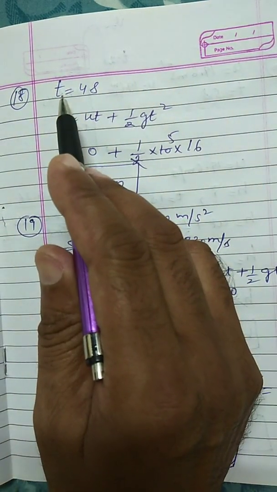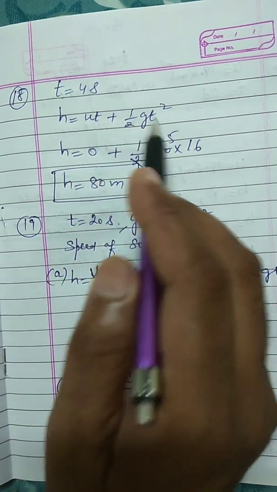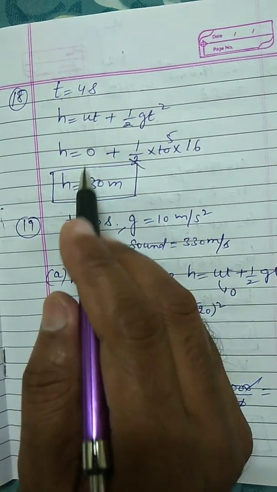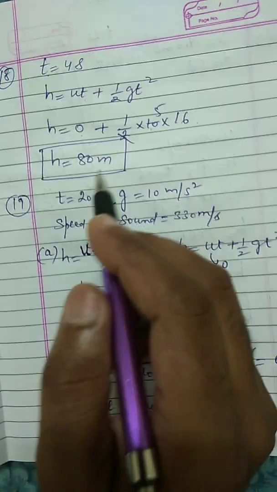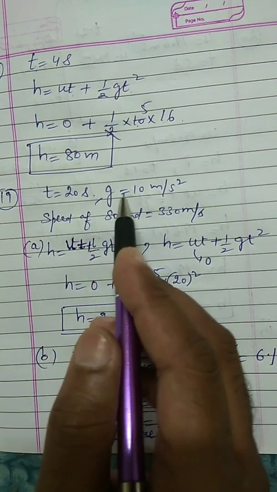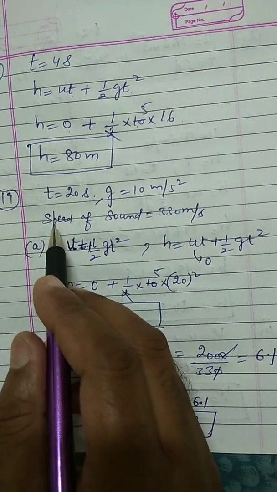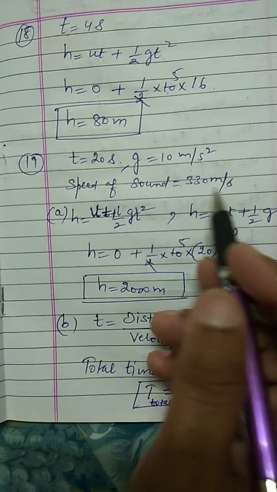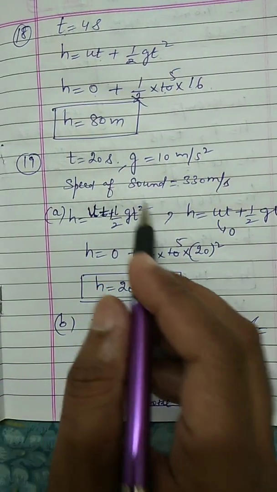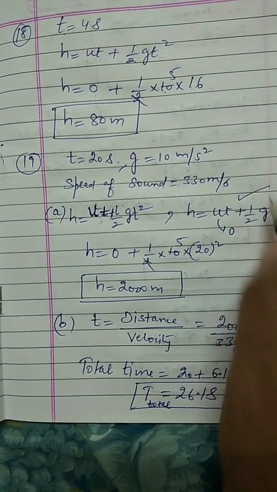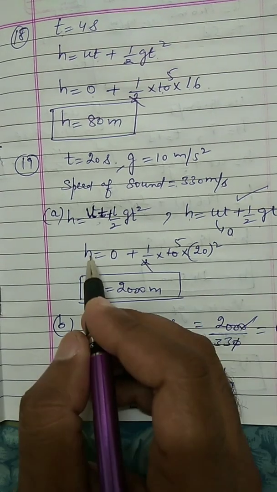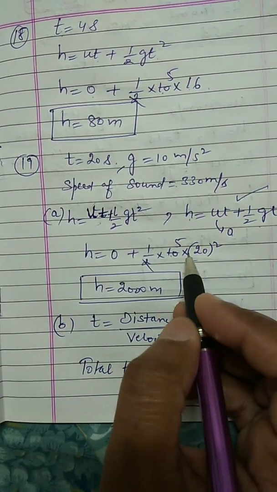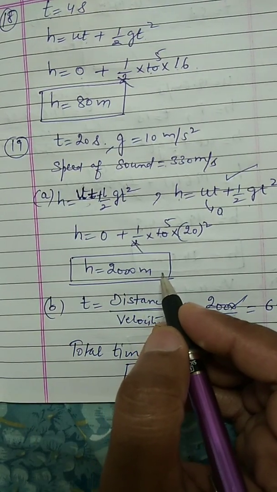18th numerical, time is 4 seconds. H is equal to ut plus half gt square. Initial velocity for the free fall is 0, half into 10 into 16, so answer is 80 meter. 19, time is 20 seconds. G is equal to 10 meter per second square. Speed of the sound is 330 meter per second. Everything is given. Now h is equal to ut plus half gt square. U is 0 for free fall, so h is equal to half into 10 into 20 square. So after solving you will get height equal to 2000 meter.